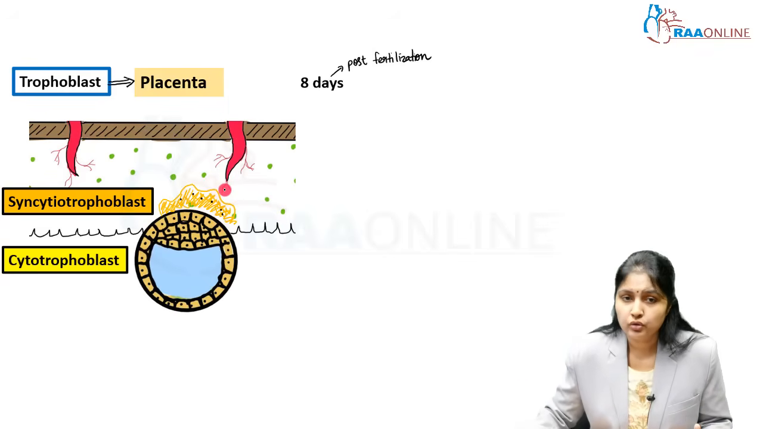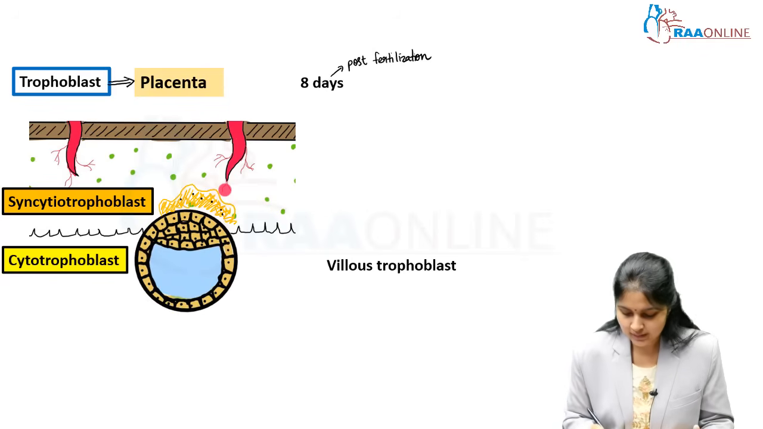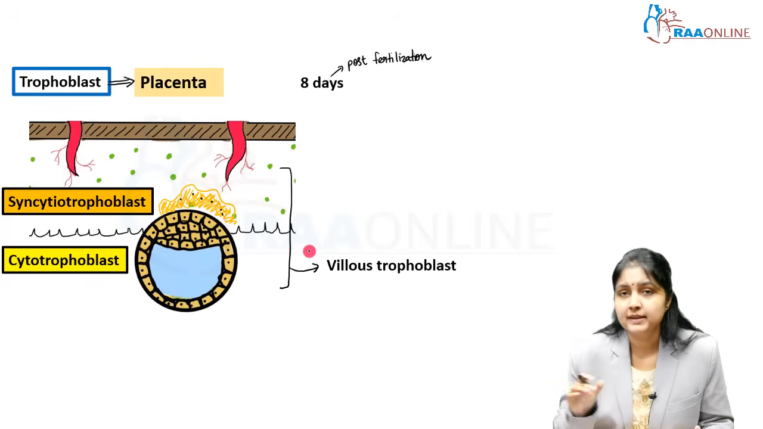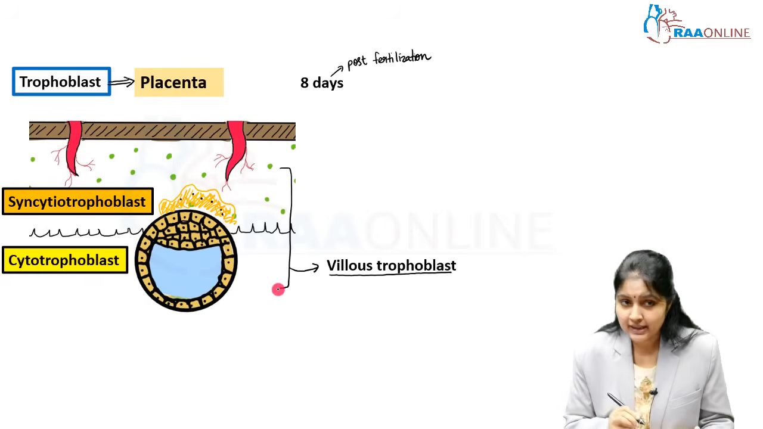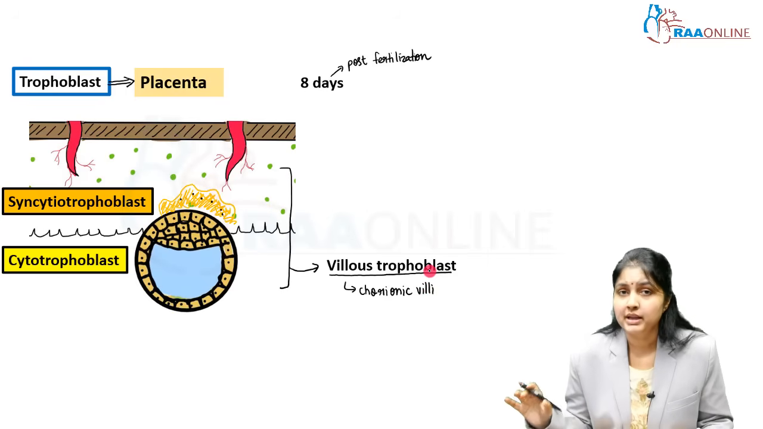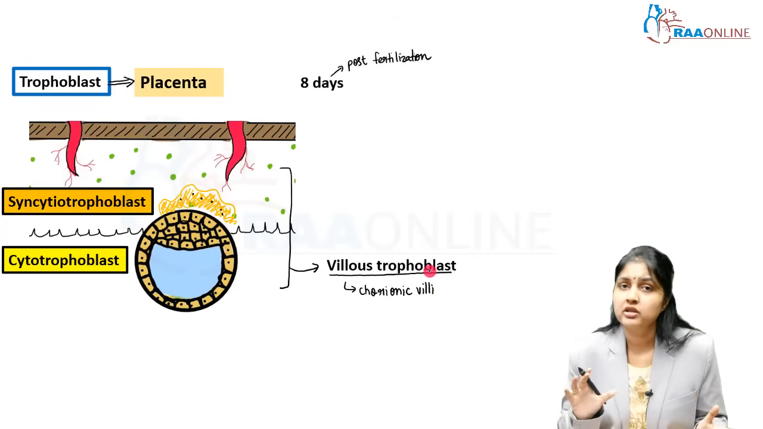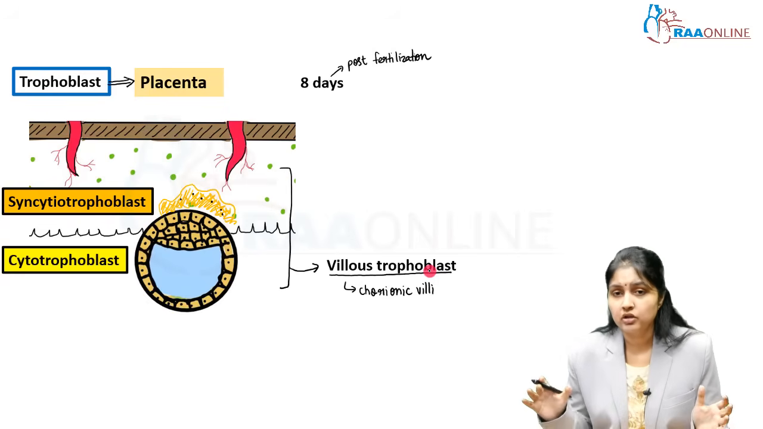Now this syncytiotrophoblast and cytotrophoblast are again divided into two types based on where these trophoblasts invade. The first is called the villous trophoblast. These are the trophoblasts that are going to develop into the chorionic villi, which are the major structures of the placenta, which help in oxygen and nutrition exchange between the mother and the fetus.